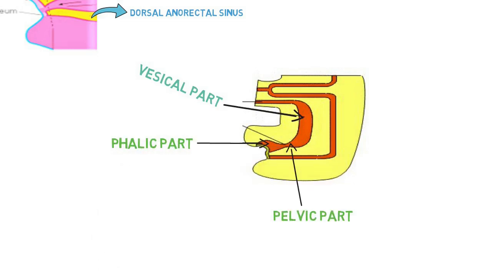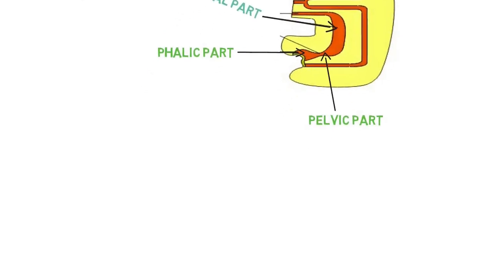The third part is a caudal phallic part that grows toward the genital tubercle, or the primordium of the penis or clitoris, where it becomes the spongy urethra in males.